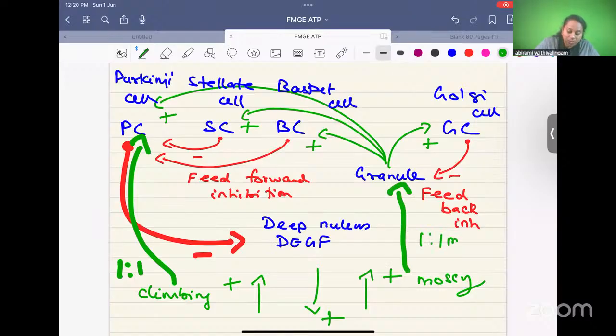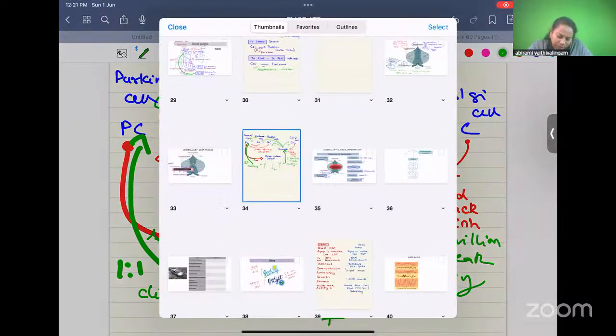This is a 1:1 million connection. So this is a weak connection, whereas 1:1 is a strong spike. 1:1 million is a weak spike. So that is about the cerebellum.